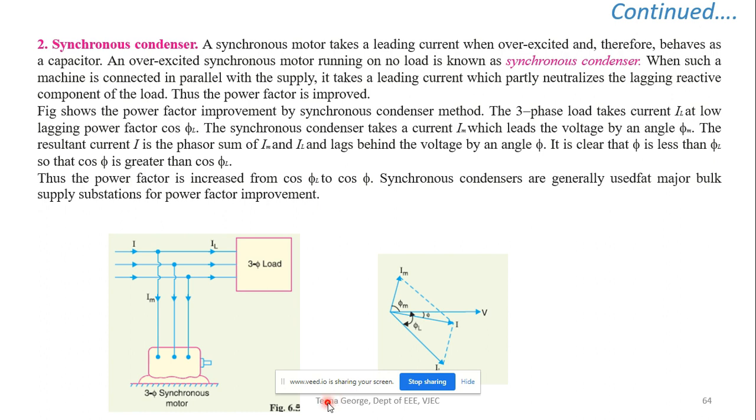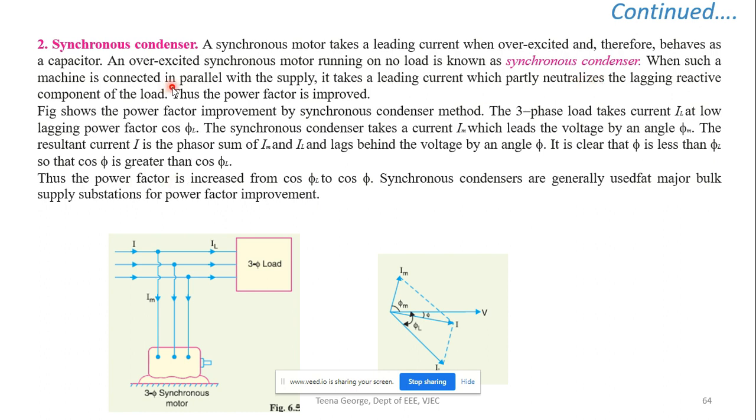Another method for improving the power factor is the synchronous condenser. A synchronous condenser is a synchronous motor which takes leading current when it is overexcited. When the excitation field current to the synchronous motor is increased, it is called an overexcited synchronous motor. It draws leading current and acts like a capacitor, so it is called a synchronous condenser. An overexcited synchronous motor running on no load is known as a synchronous condenser.